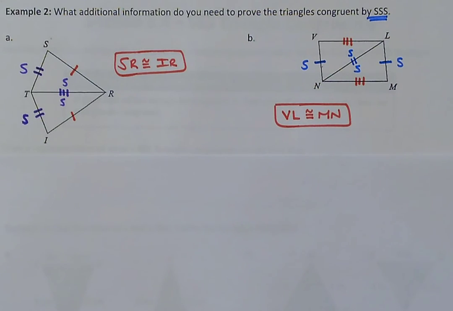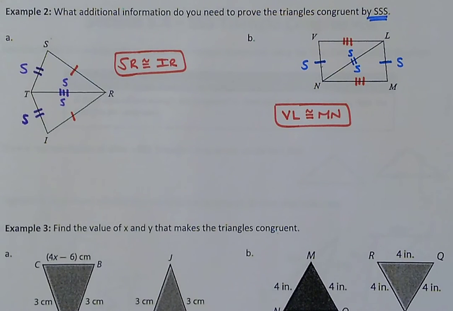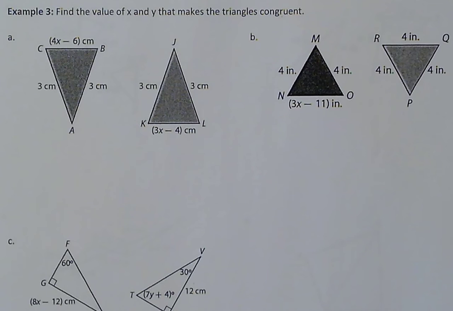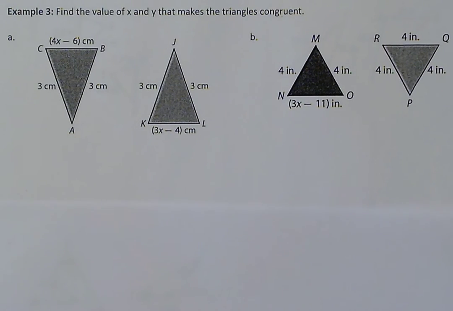Alright, so one more example to go, and example 3 is going to have us use the properties of side, side, side to answer our question for each one. So example 3 asks us to find the value of x and y that is going to make the triangles congruent. So today we have done everything based off side, side, side. So I need to know that all three sides are congruent. So that means I need to be able to find the value of x or the value of y that makes that the case.